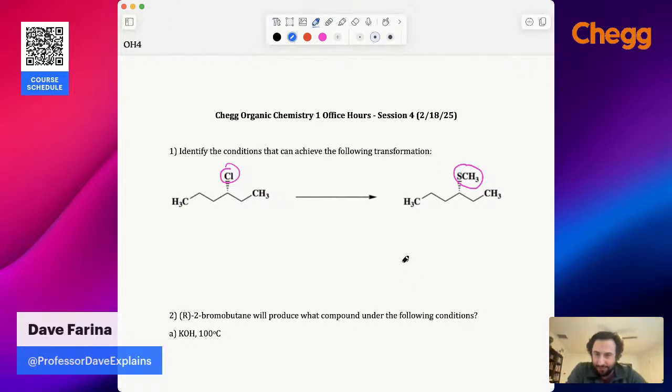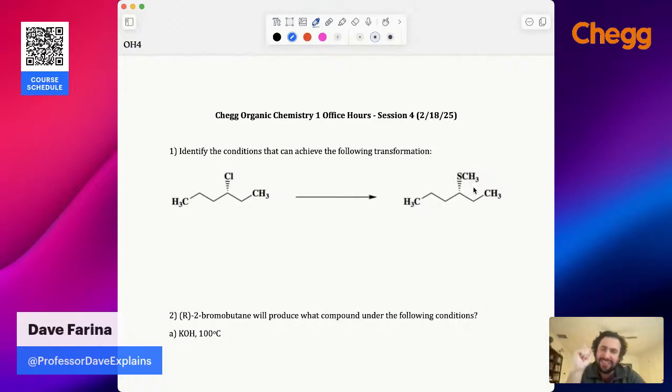At first glance, it seems like we might be able to do an SN2, right? We can do some substitution, but pay attention to the stereochemistry. This chloro group is on a dash bond. This group is also on a dash bond. And we know that SN2 involves inversion of stereochemistry. Here we can see that the stereochemistry has been retained.